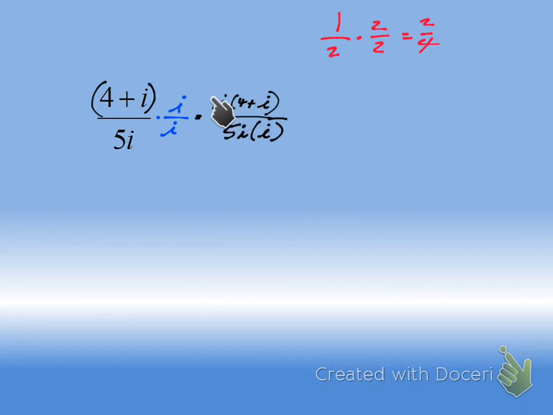Now up top here you're going to do what? Starts with a D. Distributes. The bottom you're just going to multiply. Okay, so distributing the top now. i times 4 gives you 4i plus i times i gives you i squared over 5i times i gives you 5i squared. Good.